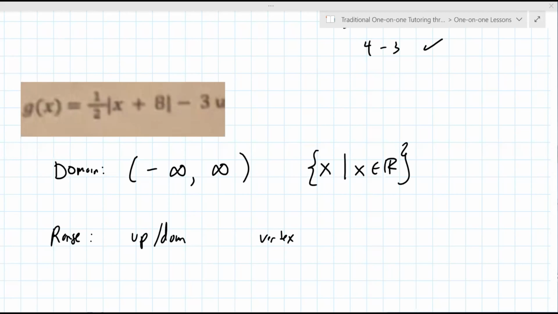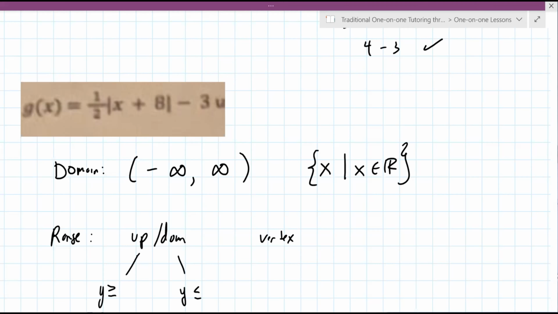Wait. Yes, it's going up. So when it's going up, the range is y greater than or equal to. When it's going down, it's y less than or equal to. And then like vertex. So then we're gonna figure out the vertex. Do you have the vertex? Yeah, it's -8 and -3.